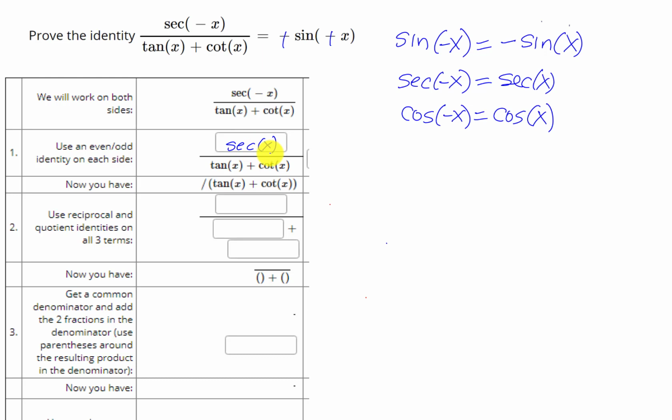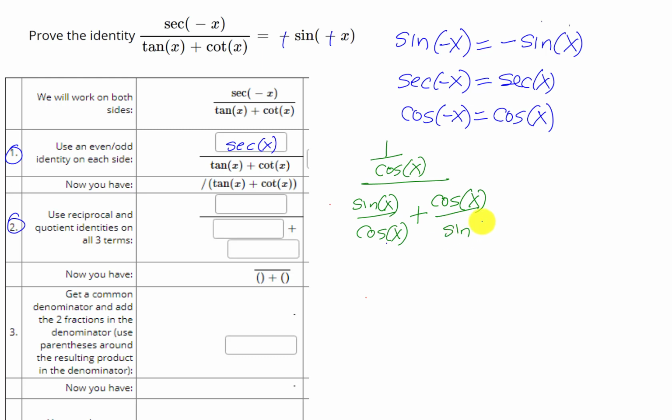And now, that was step one. Step two says use reciprocal and quotient identities on all three terms. So as we look at what we have here, secant, reciprocal identity is 1 over cosine x. And then tangent is sine x over cosine x. Then we have plus cotangent, that's cosine x over sine x.